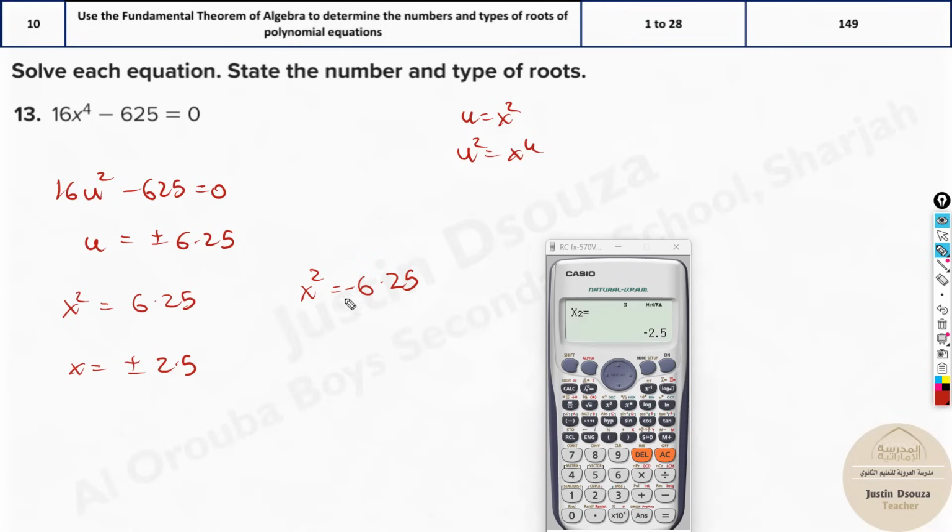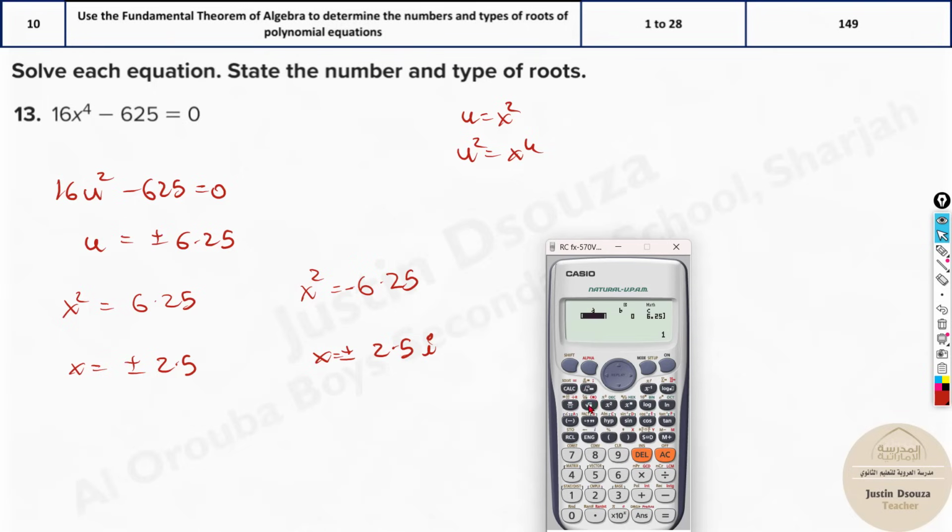And over here, what's going to happen? Because it's minus, it's going to be plus or minus 2.5 i, imaginary. You can do it in the calculator as well. We'll just see. Same thing, 1, 0, and this will be positive 6.25. Yeah, this is the answer.